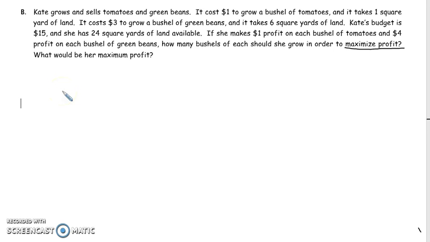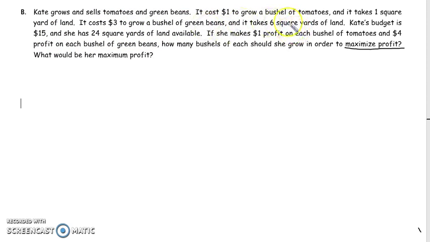Okay, so after pausing the video, you should have read through it and tried to figure out what the equations are about. Just like in our story problems, we want to write an equation that has to deal with the same units. When I say units, I'm talking about the label. In this case, it costs $1 to grow tomatoes, and it takes 1 square yard of land. And it costs $3 to grow green beans. That takes 6 square yards of land. Kate has a budget of $15, 24 yards. So anyway, there's dollars and yards.